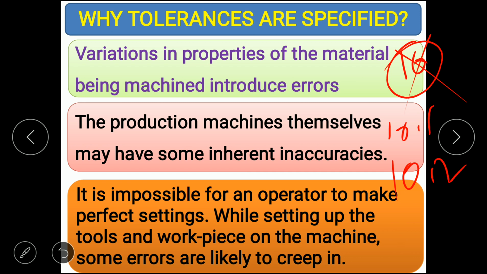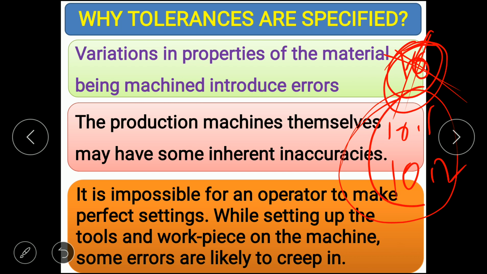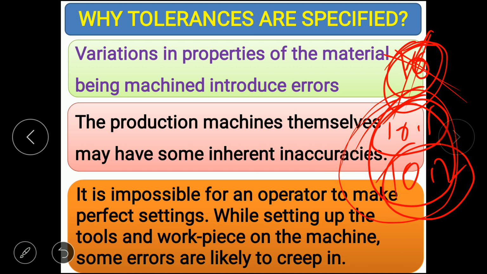So between 10.1 to 10.2 we can manufacture, but we cannot manufacture to the exact 10 mm size. So 10.1 to 10.2 means we have provided tolerance. 10.1 is the minimum limit, 10.2 is the maximum limit. Like this, we need to provide the tolerances.